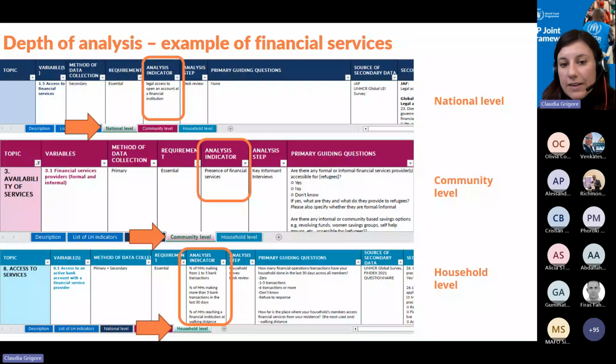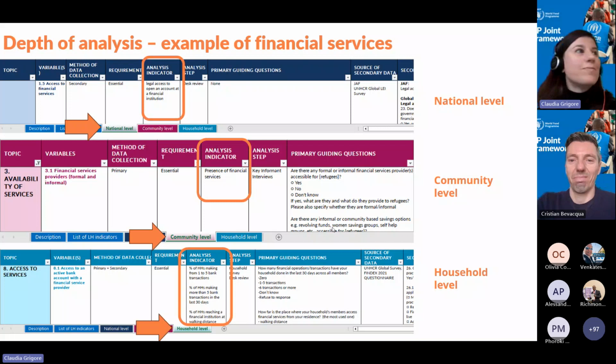So as you can see from this example, the add-on module allows you to capture and analyze different types of scenarios where you could have a national environment for a specific service that is very favorable. However, the availability and access to that specific service is limited, or vice versa, you could have an enabling environment that is quite restrictive, where you don't have a lot of rights. However, access is still ensured through available informal services. So with this, I thank you very much, and I will now give the floor to Christian, who will further expand on how to roll out the JAF add-on module. Thank you very much.